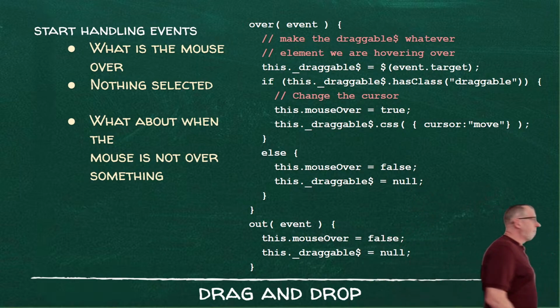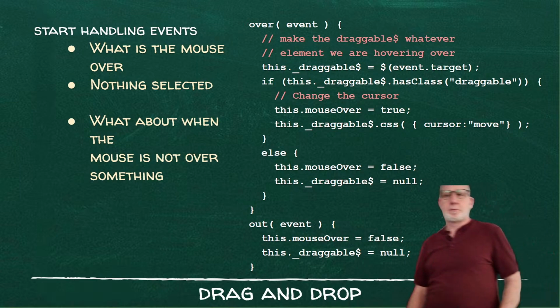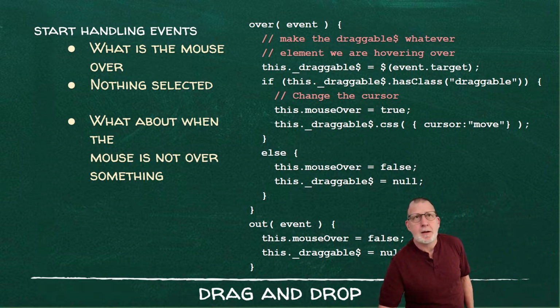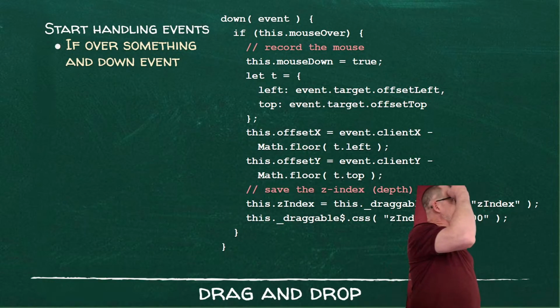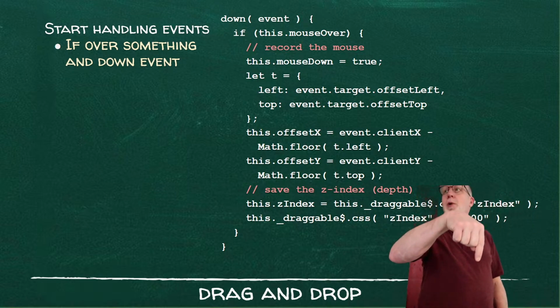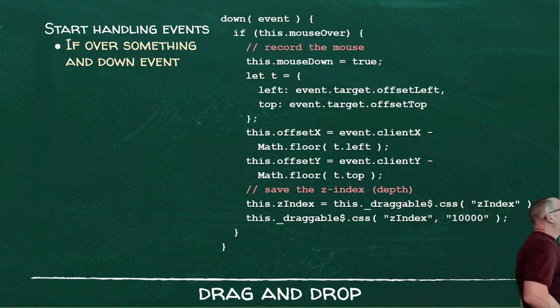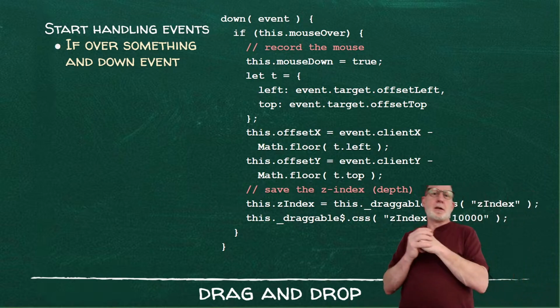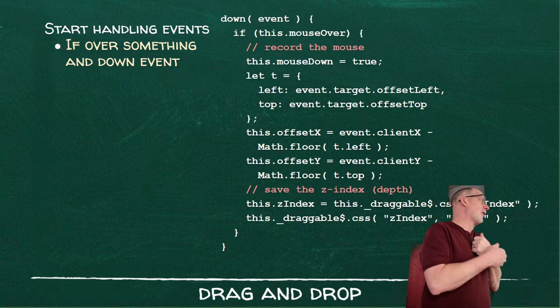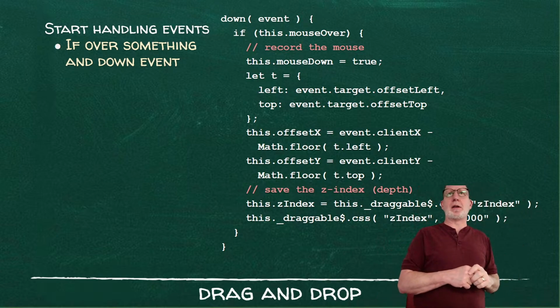The out method really kind of does this. So if you're not over top of something, that's not really rocket science. When I click the mouse down, now I'm ready to move things. So I flag it, and then I go find where my offset is from the thing I'm moving.